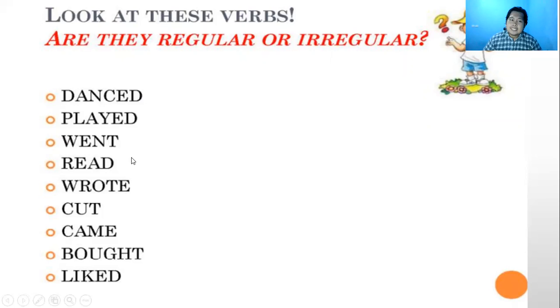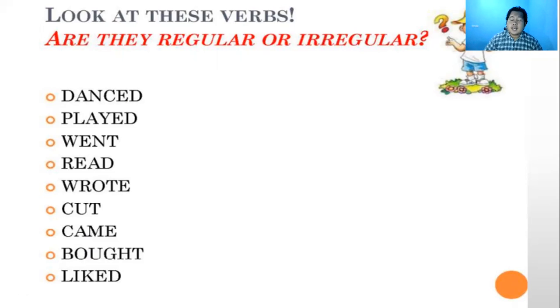Wrote. Is it a regular or irregular verb? Cut. Is it a regular or irregular verb? Came. Is it regular or irregular? Bought. Is it regular or irregular? And lastly, liked. Is it a regular verb or an irregular verb?